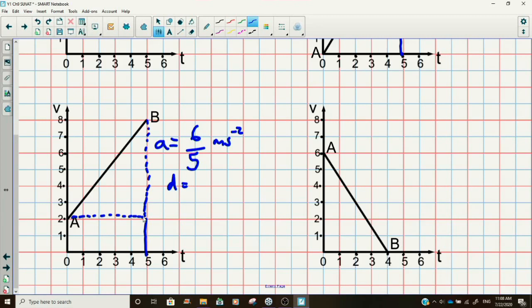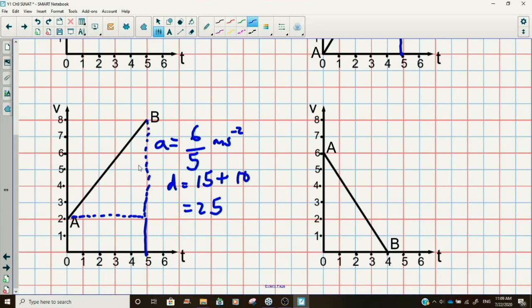I do it both ways really. I think working out the two areas and adding them together is a little bit simpler, and that's probably the way I would do it, to be honest. So 6 times 5 is 30, divided by 2 is 15. That's the area of the triangle, and then the area of the rectangle on the bottom is just 10. So distance travelled is 25.